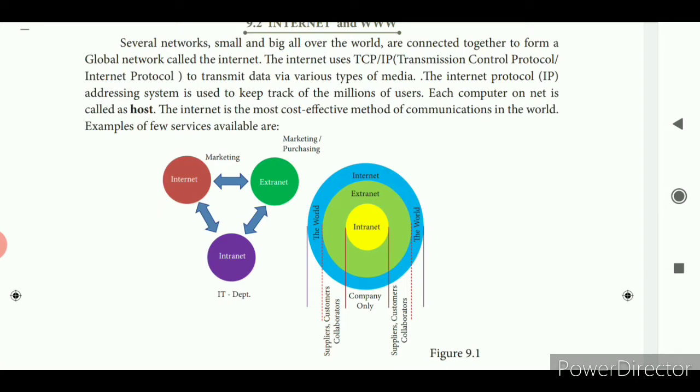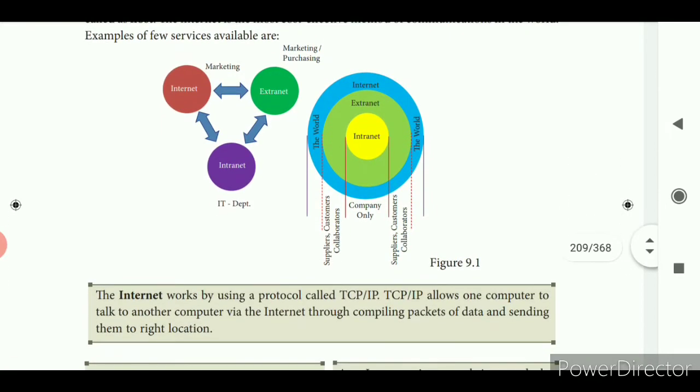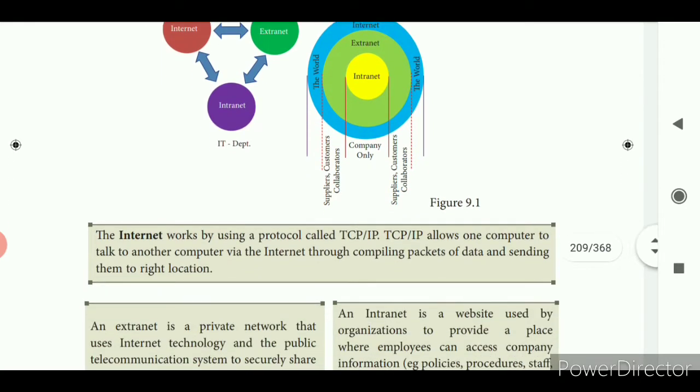The internet is the most cost-effective method of communication in the world. Examples of a few services available are internet, extranet and intranet. So the internet, you know the meaning. The internet works by using the protocols called TCP and IP. They allow one computer to talk to another computer via the internet through compiling packets of data. Packets of data means the data which you are going to access, and sending them to the right location.